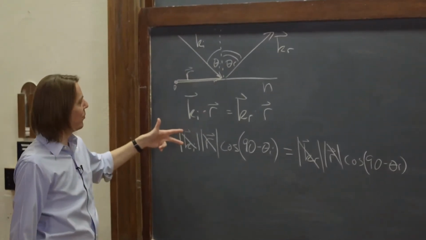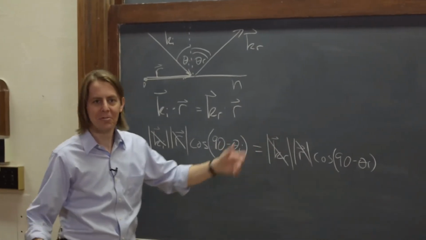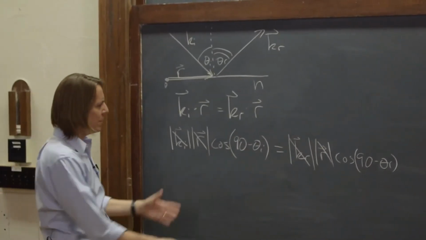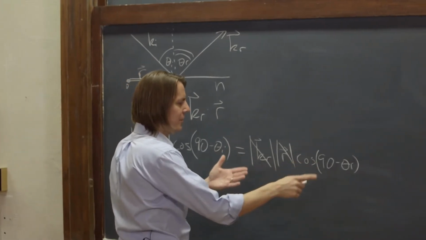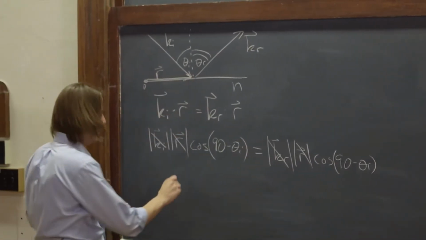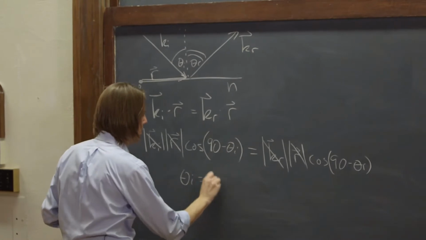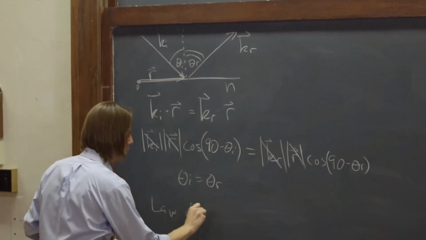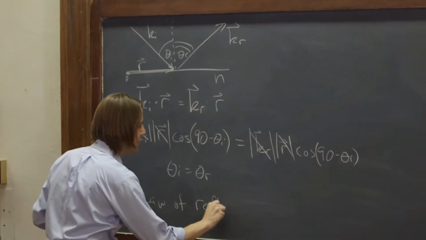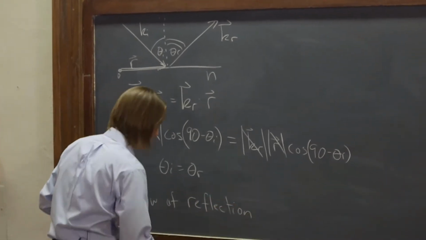Or you could write it as 2 pi over lambda I, 2 pi over lambda R, and you could still cancel it. So what we end up with is that cosine of 90 minus theta I equals the cosine of 90 minus theta R, which just means that theta I equals theta R. This is the law of reflection. The angle of reflection equals the angle of incidence.